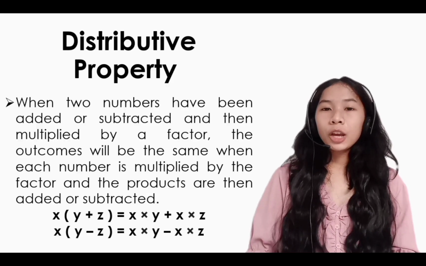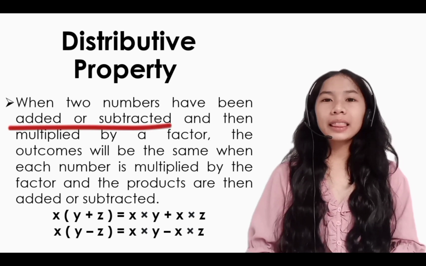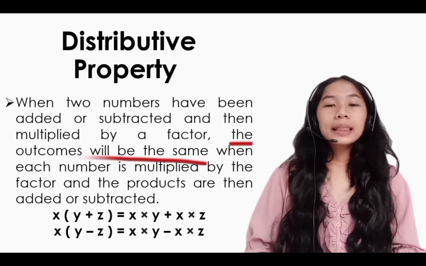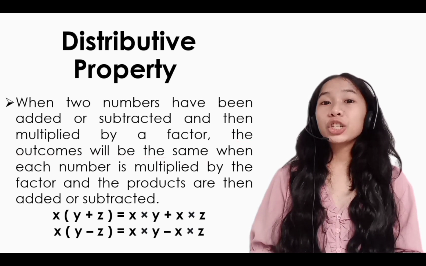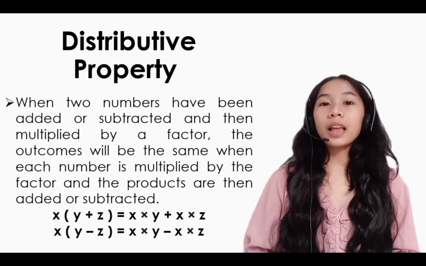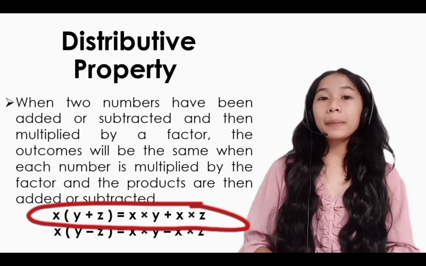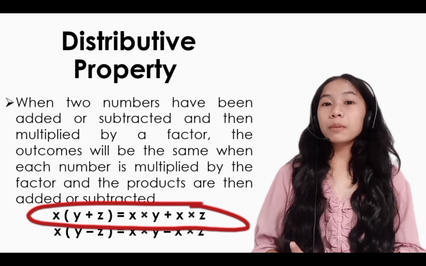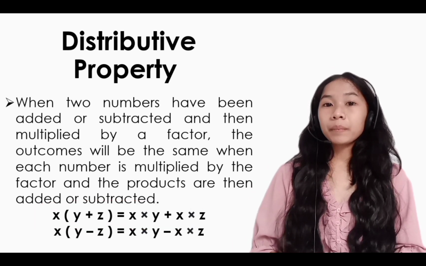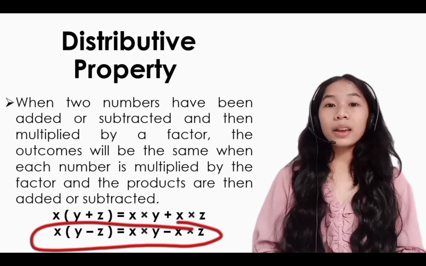Distributive property. When two numbers have been added or subtracted and then multiplied by a factor, the outcomes will be the same when each number is multiplied by the factor and the products are then added or subtracted. x times the quantity of y plus z is equal to x times y plus x times z. x times the quantity of y minus z is equal to x times y minus x times z.